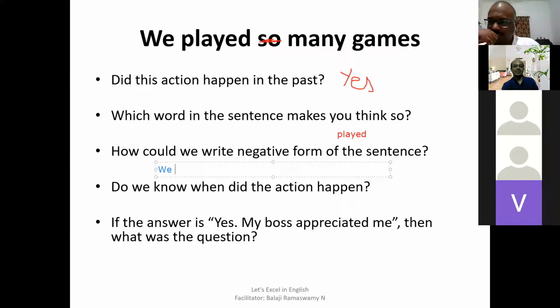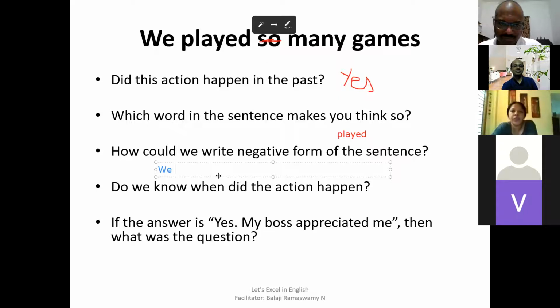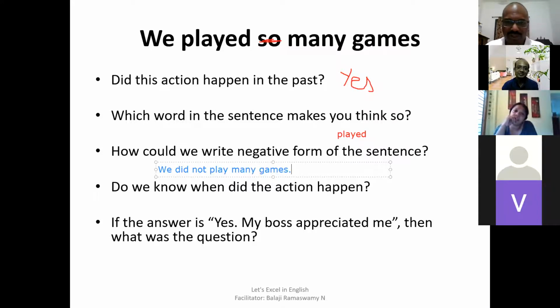Okay, so in that case, Vijay also has an answer. Yes, Vijay ma'am, go ahead. Did you not play this in the past? Negative form, not a question. Oh, not a question. Okay. What did you say, Balaji? We played many games is the positive sentence, right? So now how to convert it to negative form? We did not. Yes, we did not. Could you complete the sentence? No, but then we're not supposed to alter the meaning. Sorry, yes, you have to alter the meaning. My bad. All right, so we did not play many games. Yes, perfect. We did not play many games.